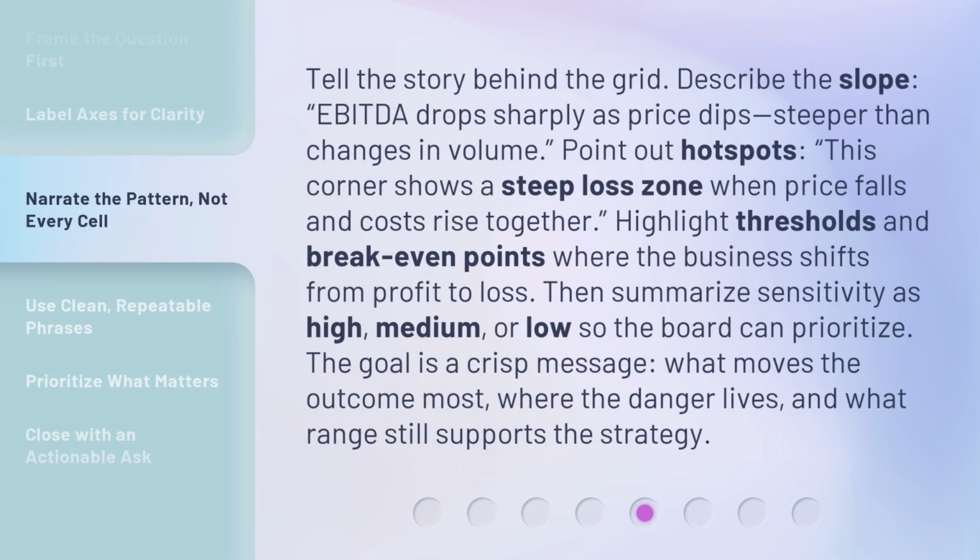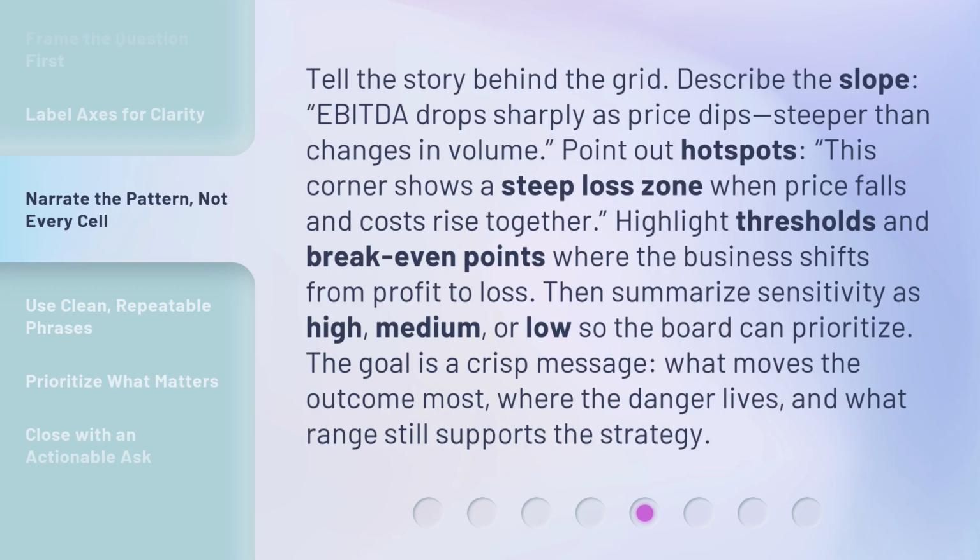Tell the story behind the grid. Describe the slope. EBITDA drops sharply as price dips, steeper than changes in volume. Point out hotspots. This corner shows a steep loss zone when price falls and costs rise together. Highlight thresholds and break-even points, where the business shifts from profit to loss.